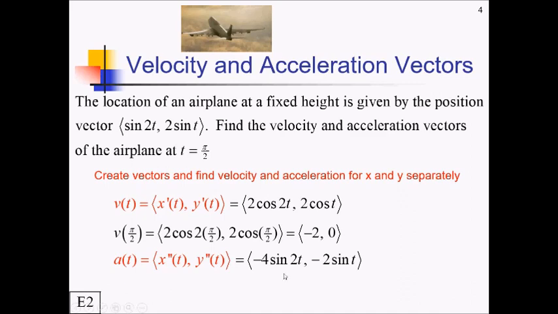Now let's go ahead and plug in pi over 2 to both of those expressions. So this is going to be sine of pi, which is 0, so that zeroes out that whole first component. Over here, sine of pi over 2 is 1, so this is just -2 then.